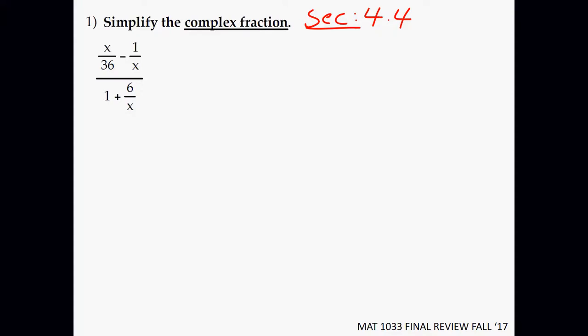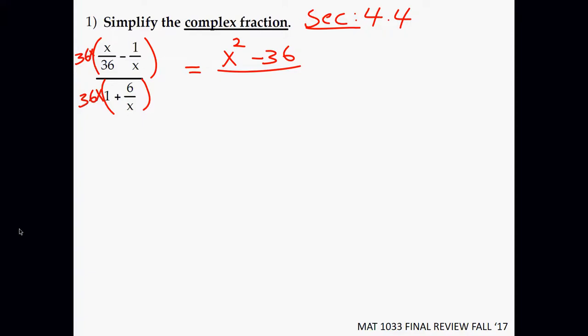As we learned, the idea here is we have to clear the fractions. The denominators we have are 36, x, and x. The way to clear them is with the least common denominator. So we multiply the numerator by 36x, and the denominator by 36x as well. Now using the distributive law, 36x times x over 36: the 36 cancels with the 36, and we end up with x squared. And 36x times negative 1 over x: the x cancels, and we have negative 36 in the numerator.